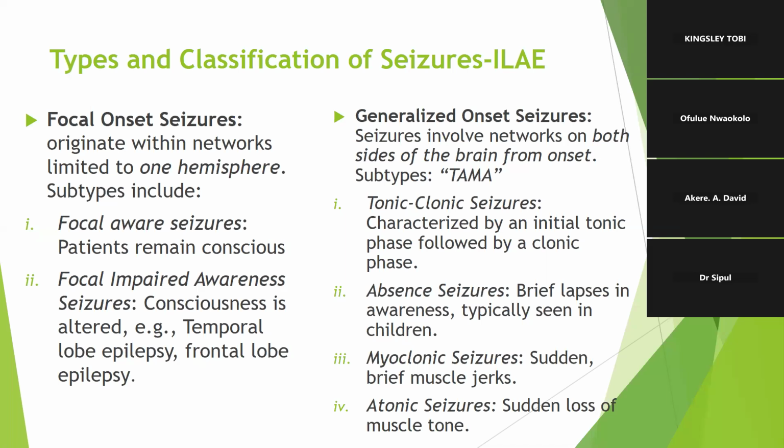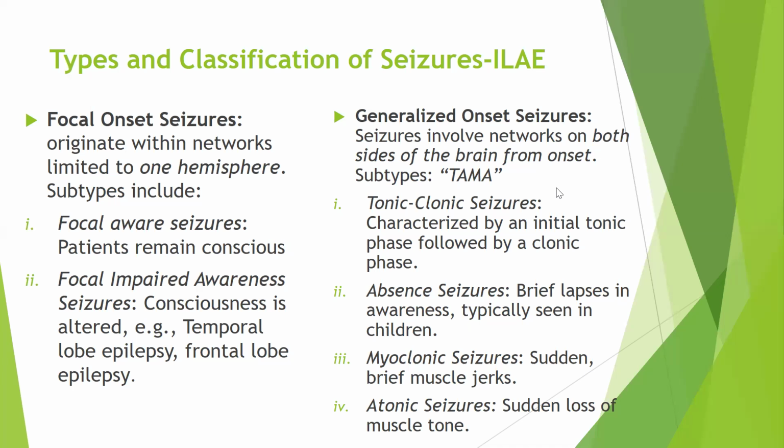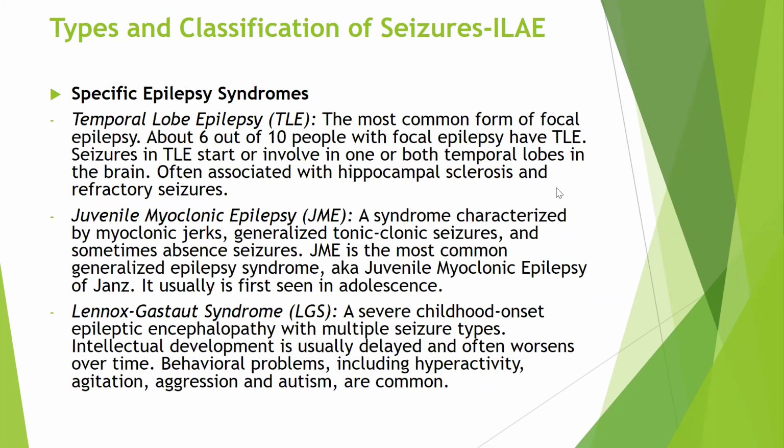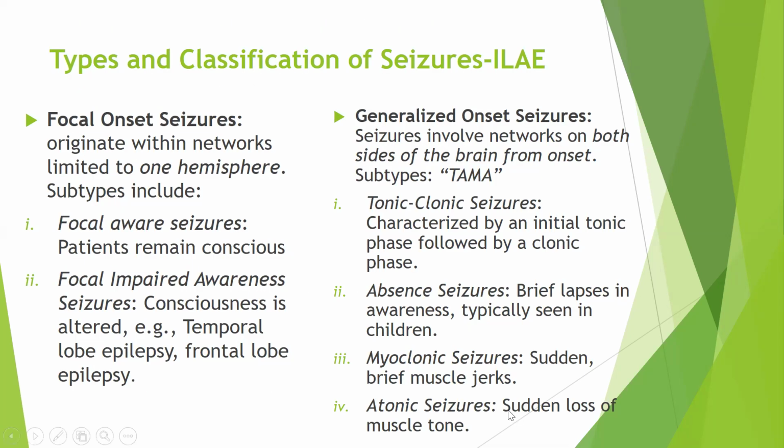We have the generalized onset seizures here. The abnormal electrical discharges affect both sides of the brain from the onset. And it leads to the tonic-clonic seizures, the absence seizures where there are brief lapses in awareness, typically seen among children. We have the myoclonic seizures with sudden brief muscle jerks. Then we have the atonic seizures where there's a sudden loss of muscle tone. And this one is significant because it can lead to falls and associated injuries.